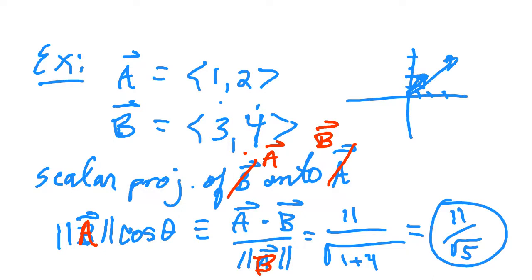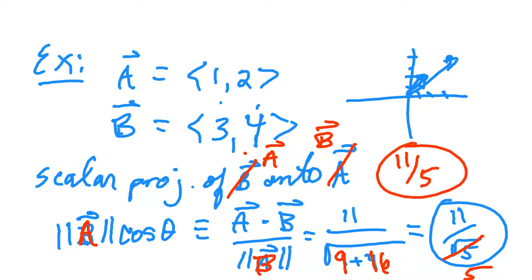So in this case, the norm of B vector is the square root of 9 plus 16, which is the square root of 25, which is actually just 5. So the scalar projection of A vector onto B vector is 11/5. So it is a little bit different on how that works out.